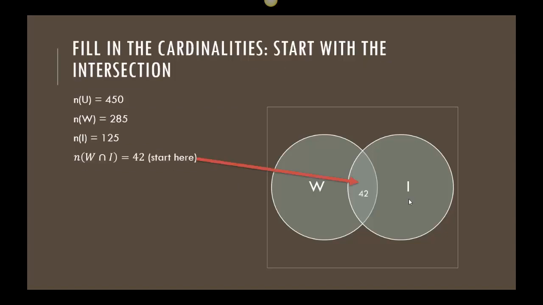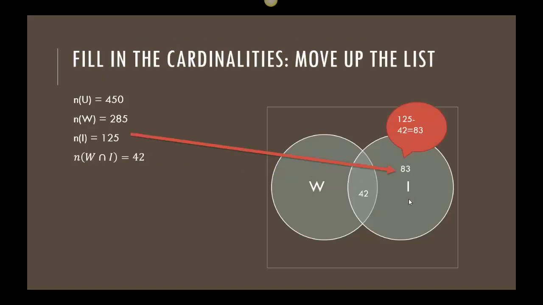The 42 is that intersection of the women and the international students. As I start working my way backwards, those 42 people are already on the board, so I need to subtract them from any other number I place in there. So when I look at the international students, which should total 125, I've represented 42 already, so I need to say 125 minus 42 is 83.